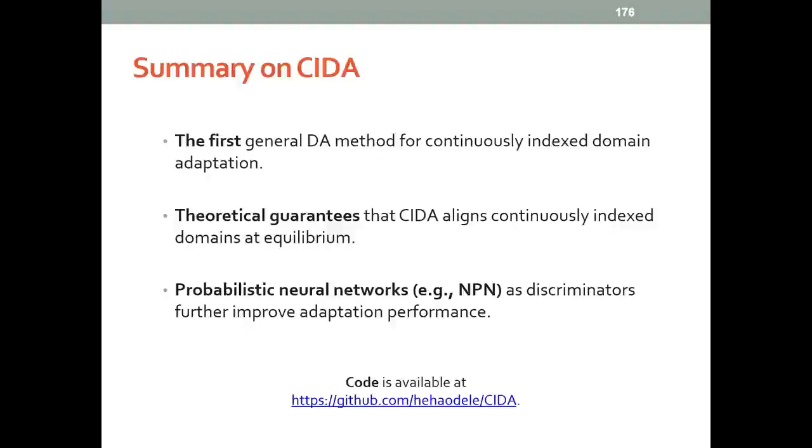So to summarize, we identify the problem of continuously indexed domain adaptation and propose the first general domain adaptation method for this setting. We have theoretical guarantees that SIDA can align continuously indexed domains at equilibrium. And we also show that probabilistic neural networks like NPN can be used as discriminators to further improve the adaptation performance.